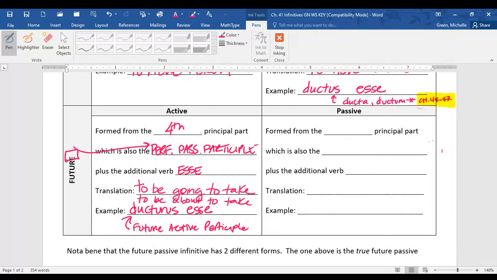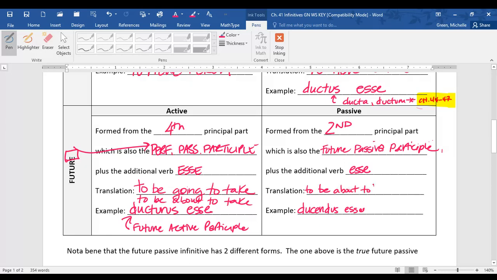Okay, passive side, just like we've done for the last two infinitives, it's formed from the participle as well. So that participle is formed from the second principal part, which is also the future passive participle. And then again, you add the additional verb esse. And then its translation or example would be ducendus esse. And its translation would be, awfully, to be about to be taken.